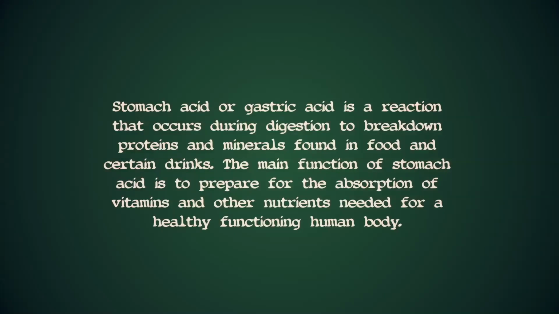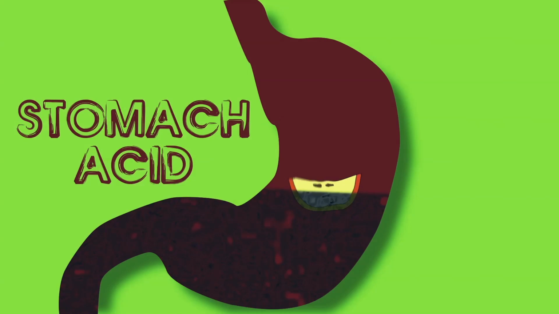Stomach acid, or gastric acid, is a reaction that occurs during digestion to break down proteins and minerals found in food and certain drinks. The main function of stomach acid is to prepare for the absorption of vitamins and other nutrients needed for a healthy functioning human body.